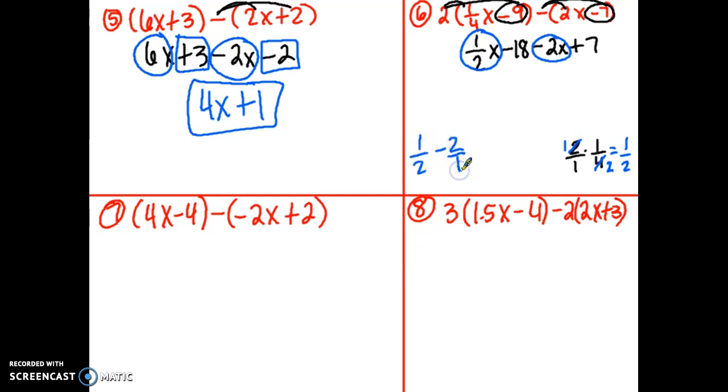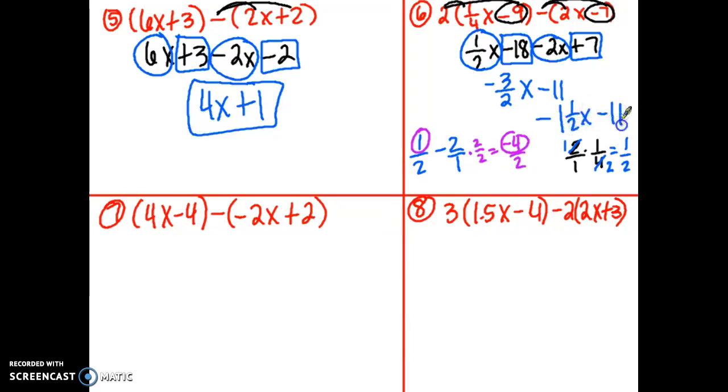I have to have a common denominator when I'm subtracting fractions. My common denominator is going to be 2. So I'm going to multiply by 2, which gives me negative 4 over 2. And 1 minus 4 is negative 3. Then I have negative 18 plus 7. Different signs we subtract and take the sign of the highest number. So that's negative 11. Negative 1 and 1/2 x minus 11.